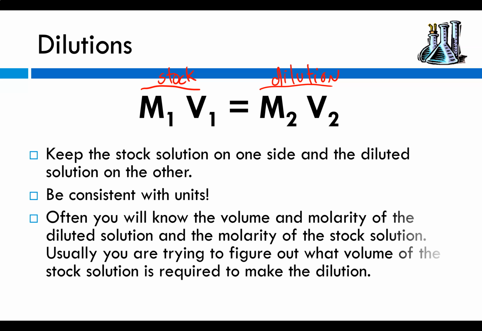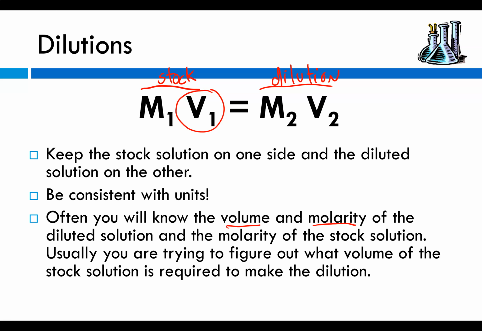Usually the way this problem works is you will know the volume and the molarity of the diluted solution. So you'll know what you need to prepare, both M2 and V2. And you'll know the molarity of the stock solution. So you'll know the concentration that you're working with. Often you are trying to figure out what volume of that stock solution is required to make the dilution. It isn't always this way, but this is most commonly what you would be doing in the lab.